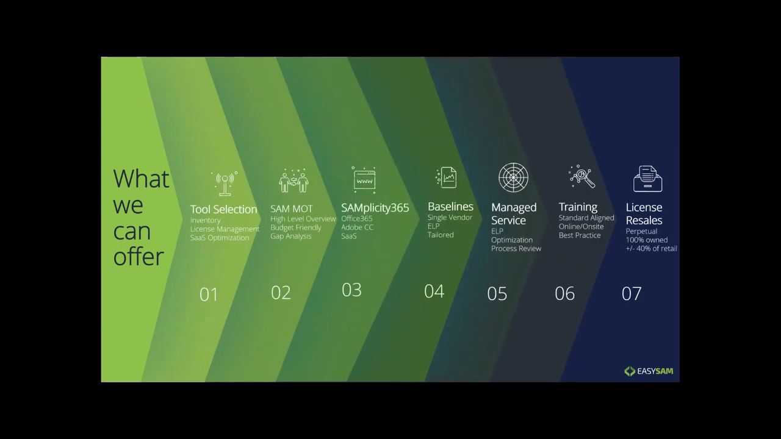These are some of the services that we offer. So everything from helping you to select the sort of software tool that's most appropriate to you, like the Snow Spend Optimizer product. We do a SAM MOT, so a health check, to make sure that your software asset management processes and policies are delivering value for you. We have a Simplicity 365 service, which is focused on SaaS and Office 365, Adobe, Creative Cloud, etc. We do audit vendor baselines, where we look at software compliance for a single vendor, typically ahead of, say, a software renewal or a true-up.